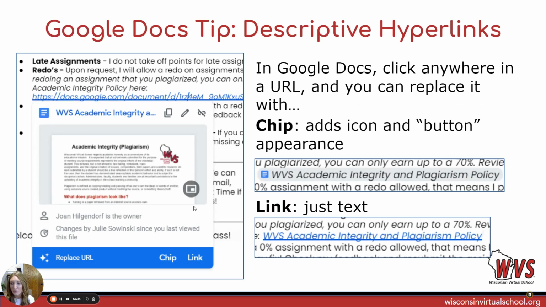A tip for you for the ones that use Google Docs, you can use descriptive hyperlinks. So this has been around for a while, so you may already be familiar with this. But in Google Docs, click anywhere in a URL and you can replace it with a chip. It adds the icon and button appearance, or you can choose to just do the link, but that button and icon appearance can be really helpful and an easy way to link it right in there. And also if you hover over it, it will show you a preview of the document.